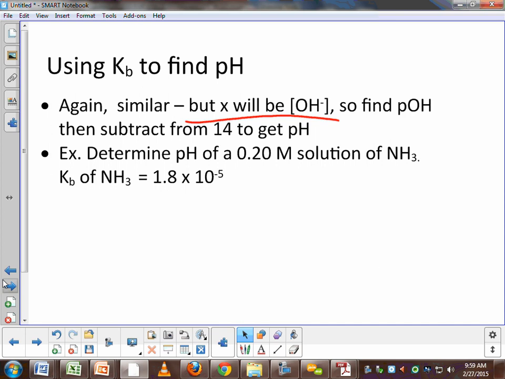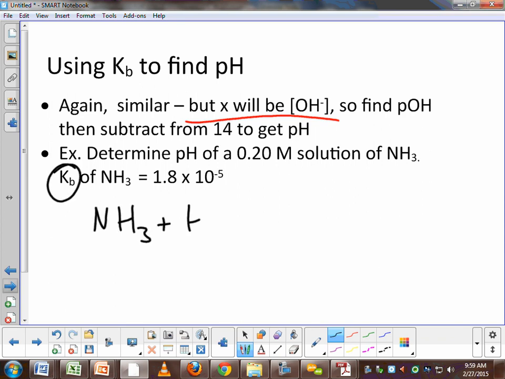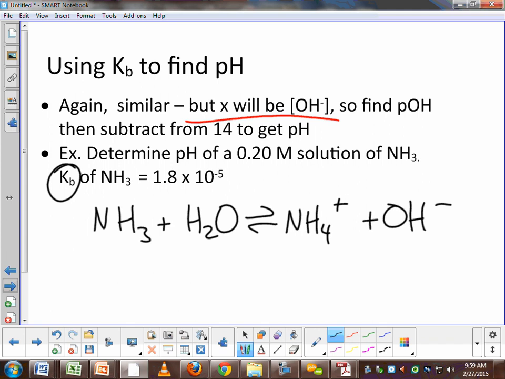So setting up this problem, step 1, write a reaction. So this is Kb, so it's base. So you want to write a base dissociation reaction. In order to do that, you have to add water, remember, to a base, because what do bases do? Bases accept protons by definition, so we're writing our base dissociation reaction.